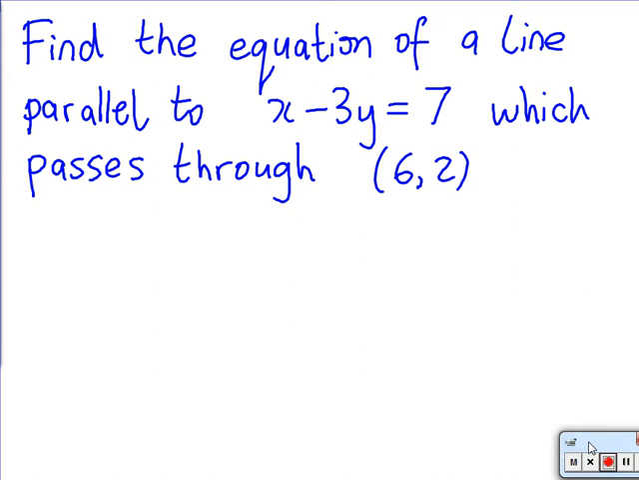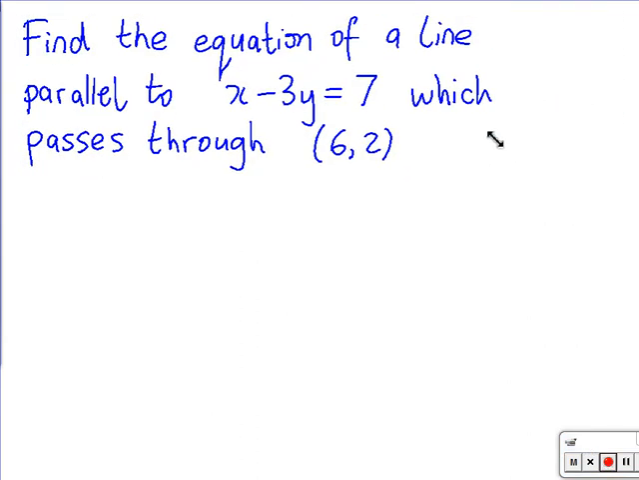So there's a couple of key concepts that you need to master here. The first one is the fact that any line needs to be written in a certain form for you to be able to find out the gradient and the y-intercept. So we're going to take the line first of all, x minus 3y equals 7. And because we want a parallel line to that, we're going to need one with the same gradient, and therefore we've actually got to find the gradient.